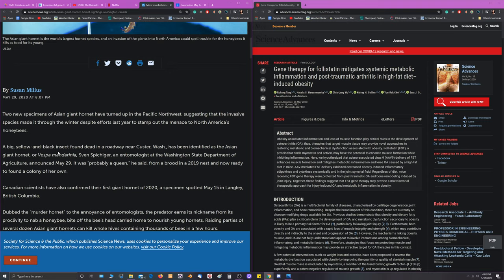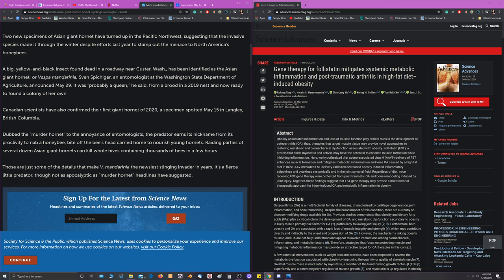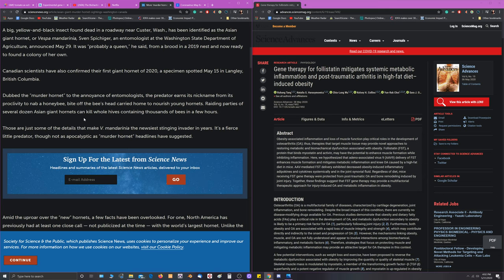Canadian scientists have also confirmed their first giant hornet of 2020, a specimen spotted May 15th in Langley, British Columbia, dubbed the murder hornet to the annoyance of entomologists. The predator earns its nickname from its proclivity to nab a honeybee, bite off the bee's head, and carry it home to nourish the young hornets. Oh my gosh, right? Raiding parties of several dozen Asian giant hornets can kill whole hives containing thousands of bees in a few hours.